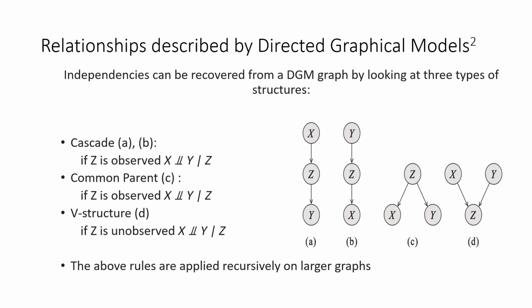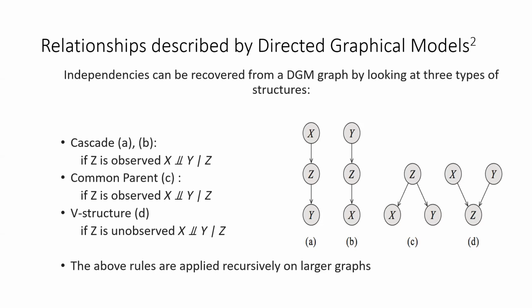There are basically 3. The one which is called cascade, it's an example A and B. So in this case, we see that there is a line of variables, a sequence of variables, each one dependent on the previous one. So in this case, let's say X is causing Z, and Z is causing Y, or Y is dependent on Z, and Z is dependent on X.